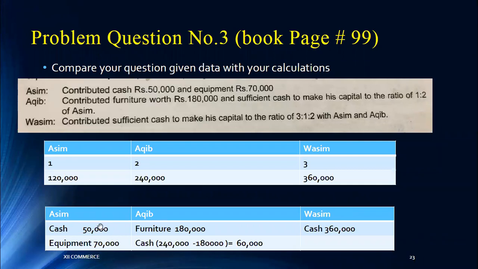This is the working of the journal, in which you can see that Mr. Asim's cash is 50,000 and equipment is 70,000. It is given in the question, but for Mr. Akib only the furniture value is given, and you have to calculate the value of the sufficient cash. Here you can apply the formula: the total capital of Akib minus the given assets, and you will get the value of sufficient cash. I repeat, total capital of the partner minus the given assets of the partner, and then you will get the value of sufficient cash. The last one, Mr. Wasim, is just having the cash investment, and that is only 360,000, because we have calculated 120,000 multiplied by 3.